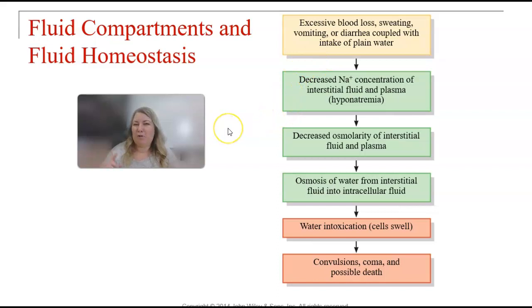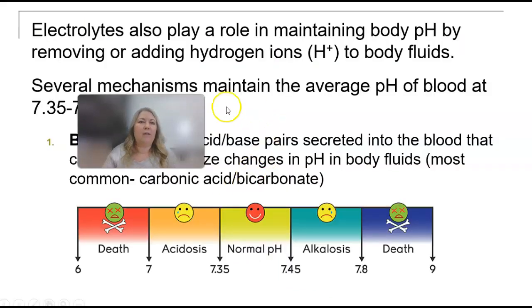The opposite is much more likely to happen, where excessive blood loss, sweating, vomiting, or diarrhea, a lack of water, can cause the concentration in your interstitial fluid and plasma to get dangerously low in sodium. And that will kind of snowball through all those other fluid compartments, which eventually could lead to coma, convulsions, or possibly even death.